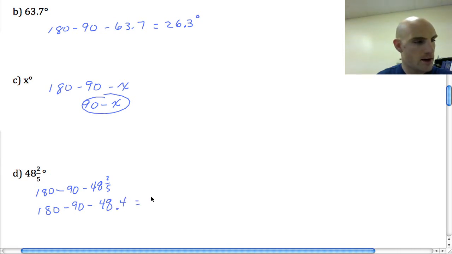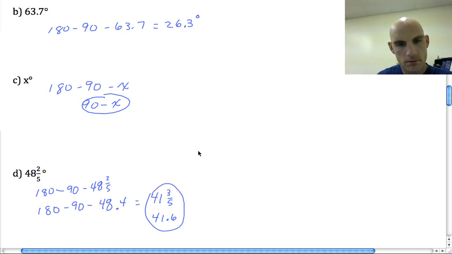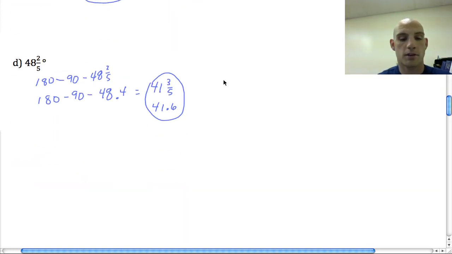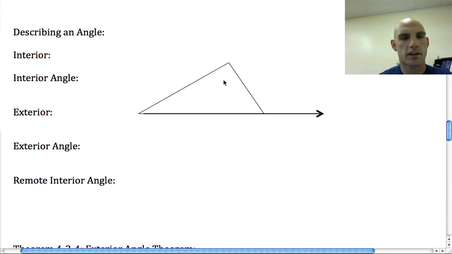Okay, and our answer is going to be 41 and 3/5 left over, or 41.6. Okay, guys, like I said, this stuff I'm going to give you 4 or 5 examples, but you can go ahead and try them on your own and pause whenever you would like. Okay, moving on to the next one.